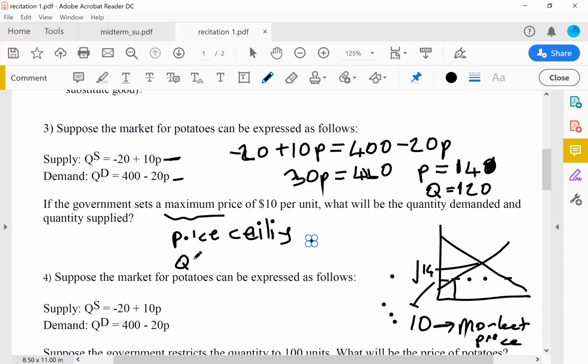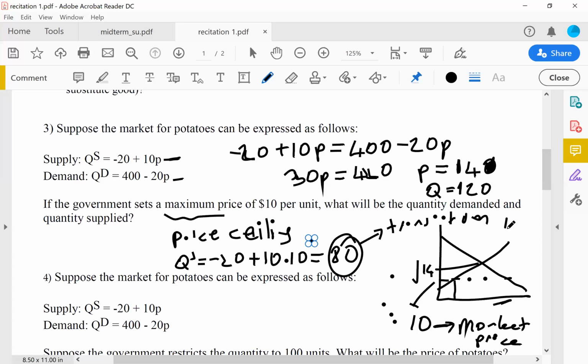Then the quantity supplied at 10 is minus 20 plus 10 times 10, which will be 80. So this will be the transaction. Sorry for the writing. So this is exactly what we were talking about, the price ceiling. Good.